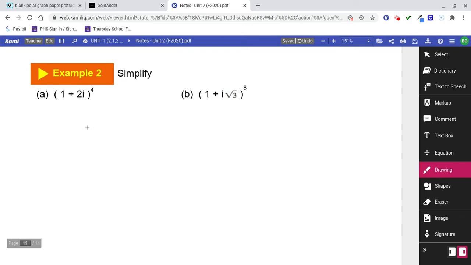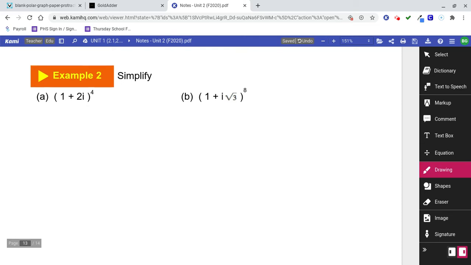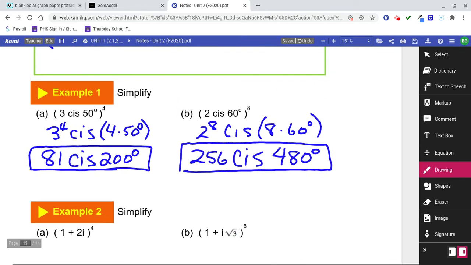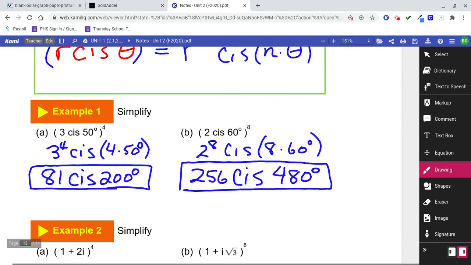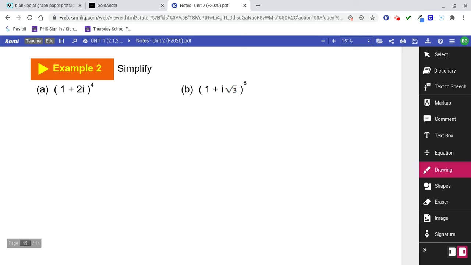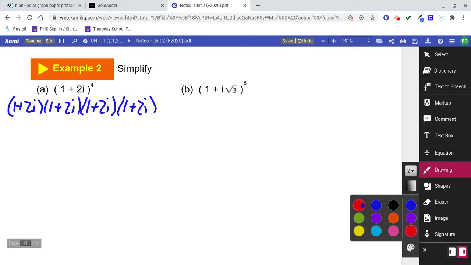We're still taking a complex number to the 4th power, but this time you might notice we are in rectangular form, whereas above we were in polar form. So DeMoivre's doesn't really apply here because we don't have an r and a theta. But it's not like we don't know how to do this. We may not want to, but we know how to do this. 1 plus 2i to the 4th power. We could always expand it and multiply it out. Okay, 1 plus 2i times 1 plus 2i times 1 plus 2i times 1 plus 2i. Not very fun, but we can do this.